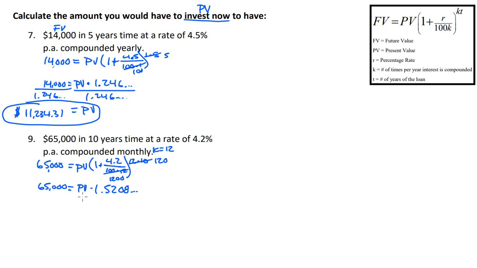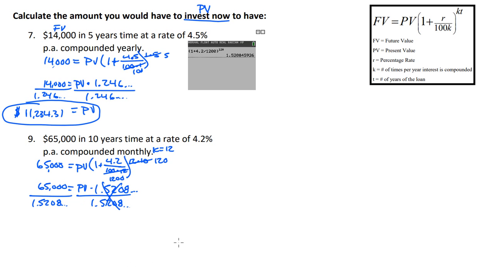So to figure out what the present value would have to be, what we'd have to invest now to end up with $65,000 10 years later, we'd have to divide both sides by 1.5208... And so on our calculator, what we want to do to get a really accurate answer is to leave that number there, 65,000 divided by second answer. And that tells us that we need to invest 42,739.37.